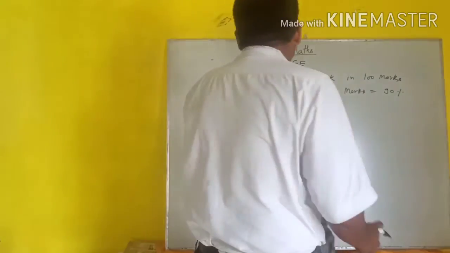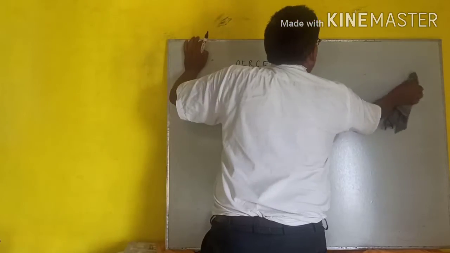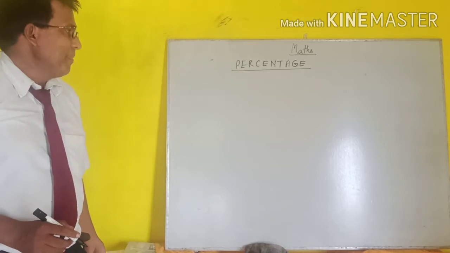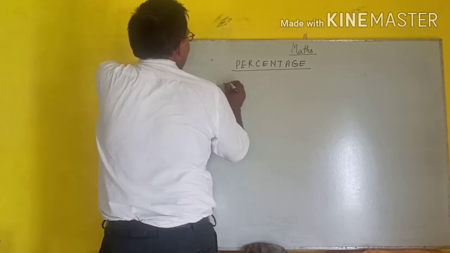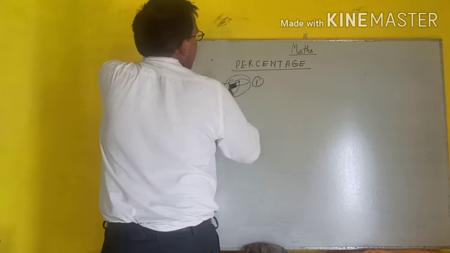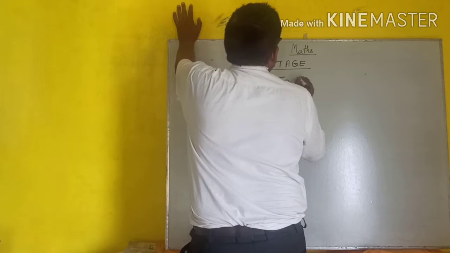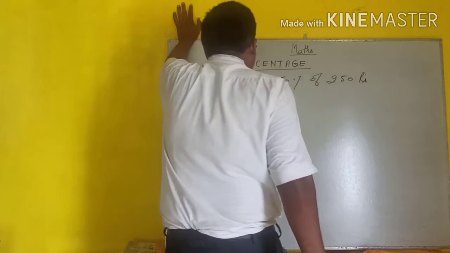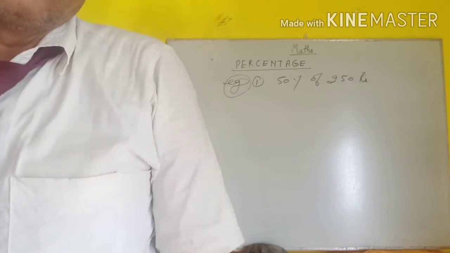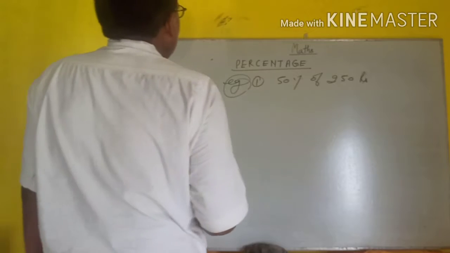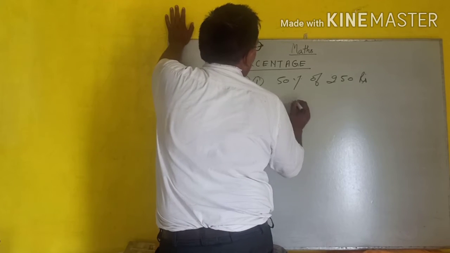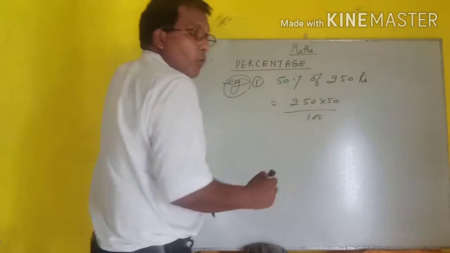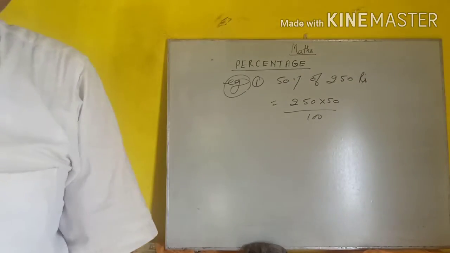See here, I take example and explain you what is percent and how you convert it into percent. Written example first, if there is written 50% of 250 rupees, then how you get the amount? Amount is equal to 250 multiply by 50 upon 100.